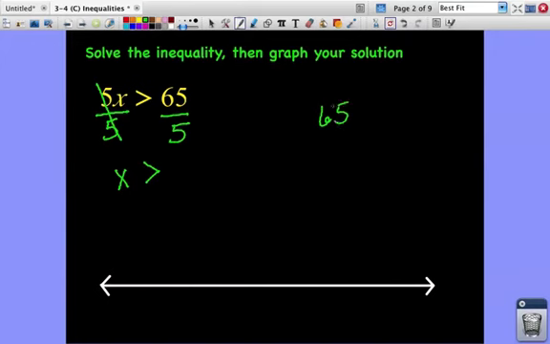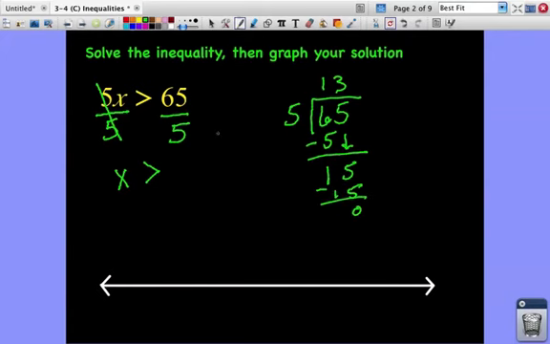Let's just work that out real quick to make sure we get it right. I don't want to rely on my mental math. 5 goes into 6 one time. Let's subtract 5. I'm left with 1. Bring down my 5. 5 goes into 15 3 times, and I won't have a remainder. So 65 divided by 5 is 13. So x is greater than 13. There's my solution. What I need to do now is just graph it real quick.